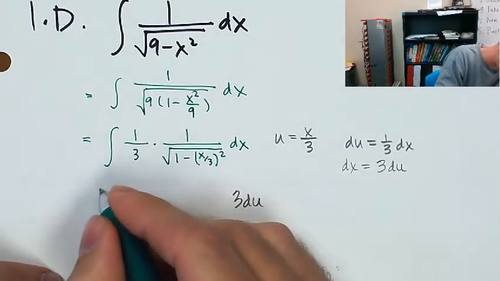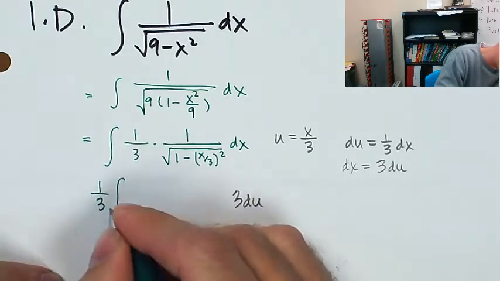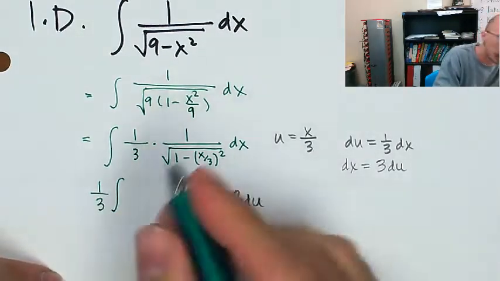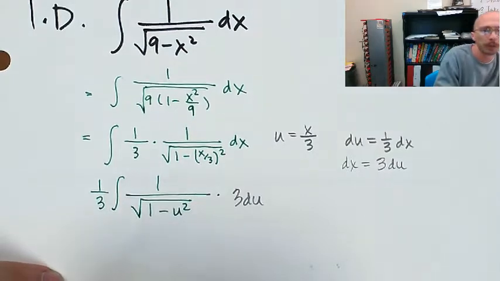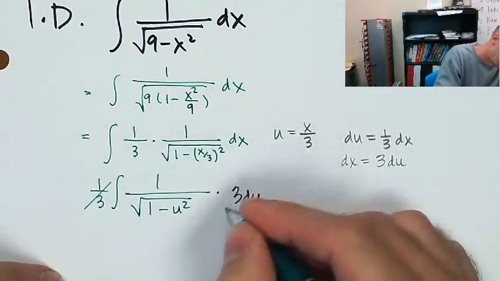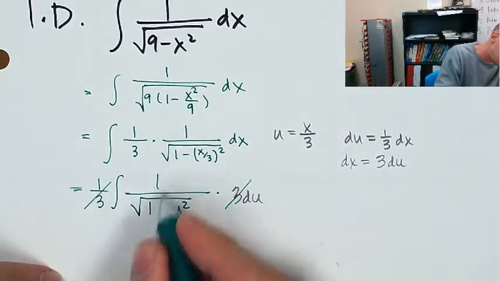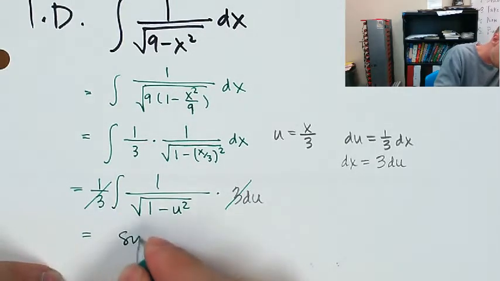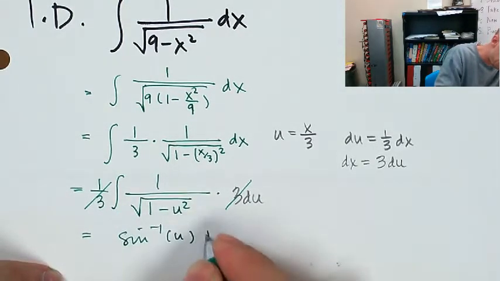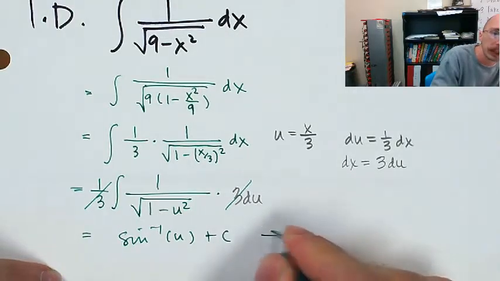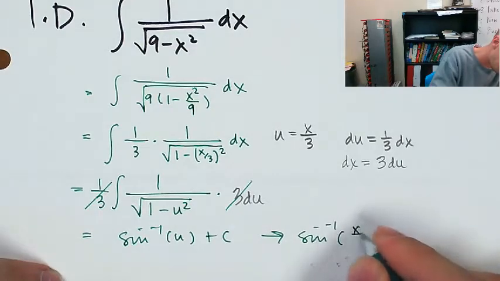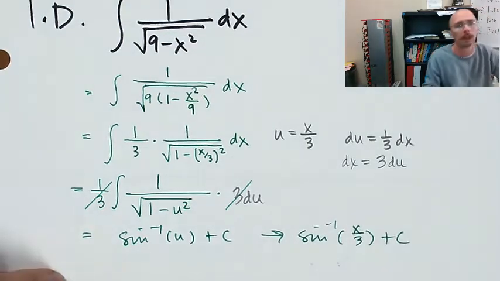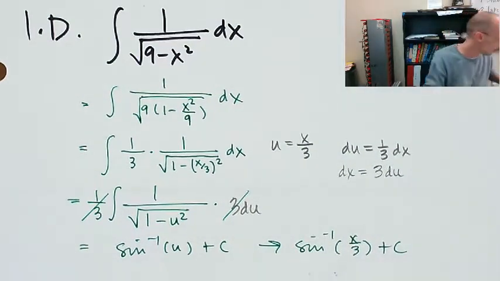And then I might factor out the 1/3, even though I know that 1/3 and that 3 are eventually going to cancel. 1 over the square root of 1 minus u squared times 3 du. And then I'm going to say, okay, those are going to cancel, and this is inverse sine of u. And I said u is x over 3, so that means it's inverse sine, arcsine of x over 3 plus c.